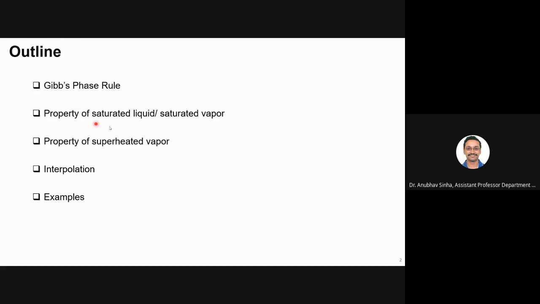we'll take some examples and look at how to find out property for saturated, superheated, or saturated liquid, saturated vapor, and we'll also see how to do interpolation. Okay, a table means you have some range of values, but if you want some temperature in between that, how do you interpolate? And I will show you some examples of how to do that.